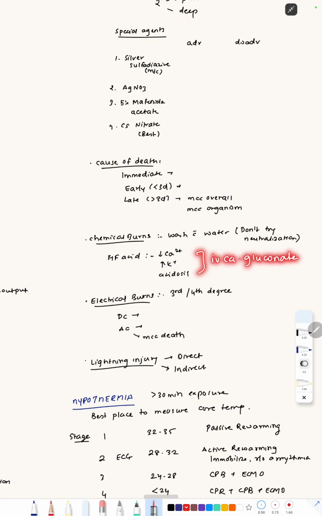Then electrical burns, as we know, the fluid resuscitation required is more. It's almost a 3rd degree or 4th degree burn always. It can be a DC burn or AC burn. So DC current leads to heart block, while the AC current can lead to tetany, which is the most common, but however the most common cause of death is arrhythmia.